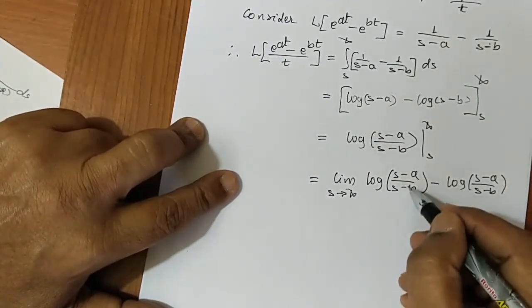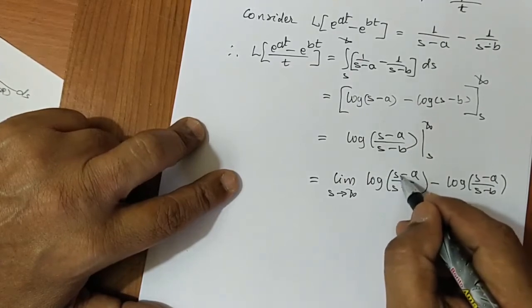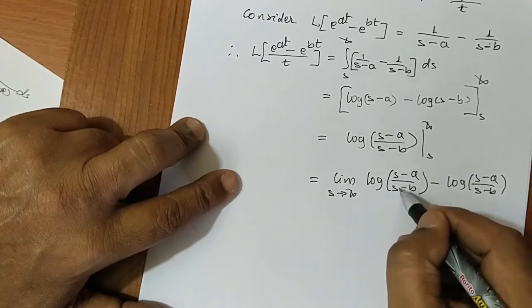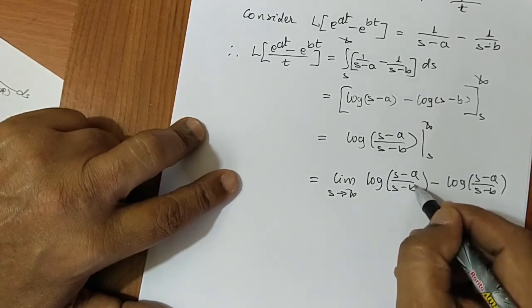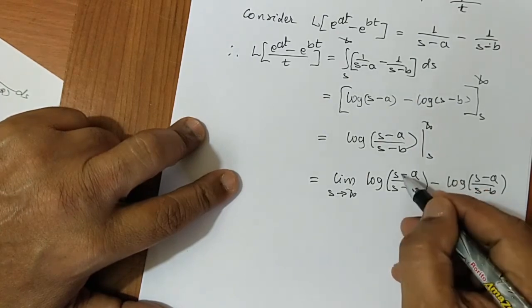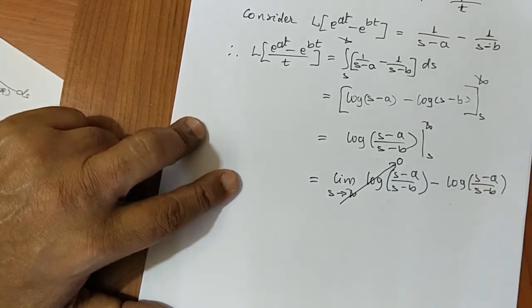So as you know, what I should do in such limits, I should take out s outside. So it is 1 over a by s. From the denominator also s outside. So it will be 1 over b by s. As s tends to infinity, a by s and b by s go to 0. So I get log of 1. So finally I get this to be 0.